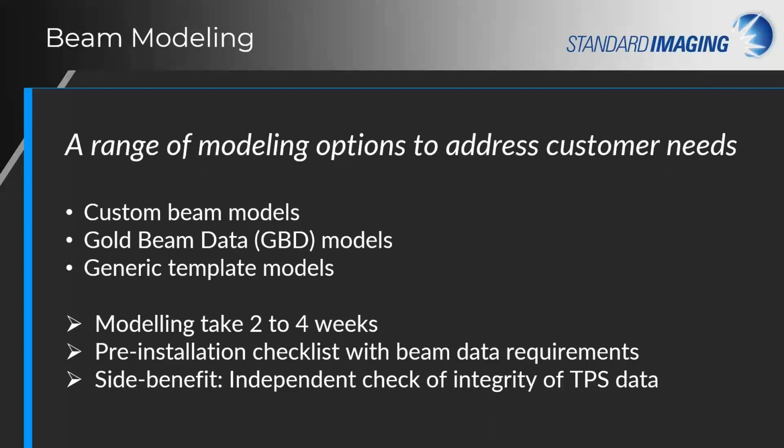The modeling time is typically 2 to 4 weeks, assuming the customer has provided all the necessary data and the data is good. The customers will be given a pre-installation checklist to make data collection very easy to follow and clear. It is possible that some customers may need to take new measurements, but you could also pull these from your treatment planning system. The bottom line is that getting the data is a part of the process before the modeling starts. In essence, our modeling process is an independent check of the integrity of your treatment planning system data.